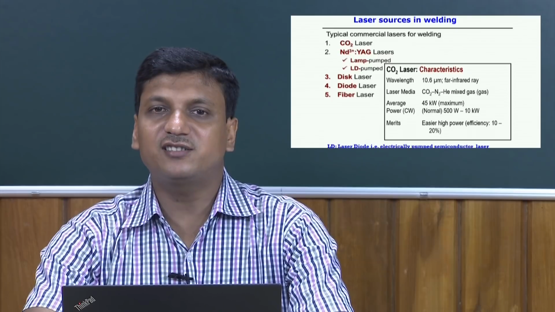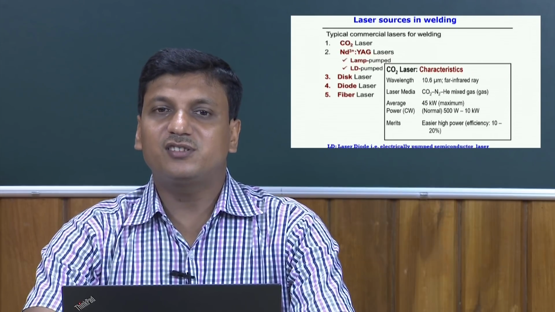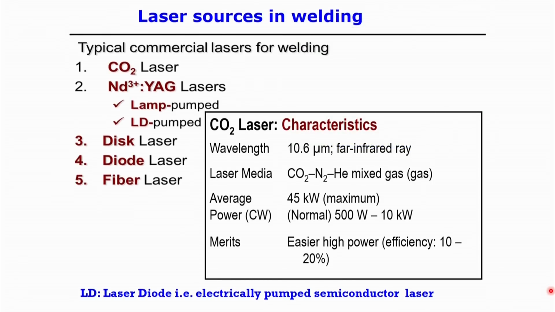If you see the typical characteristics of the CO2 laser, the wavelength is around 10.6 micrometer, which in the laser spectrum is in the far infrared range. The laser media is a mixed gas of CO2, N2 and helium, and the average power can reach a maximum of 45 kilowatt, but continuous wave normal power is around 500 watt to 10 kilowatt. The merit is that higher power is easier. In a carbon dioxide laser it is relatively easy to gain much power. When much power is needed, you can probably use the carbon dioxide laser, but the efficiency is very low, around 10 to 25%.